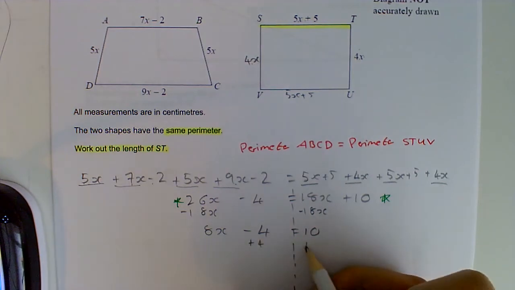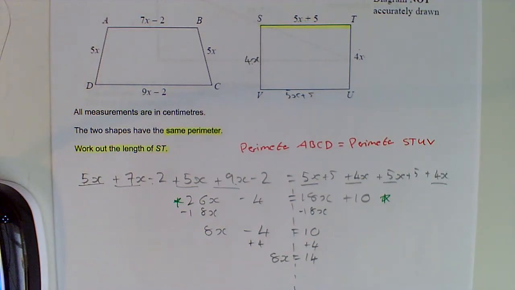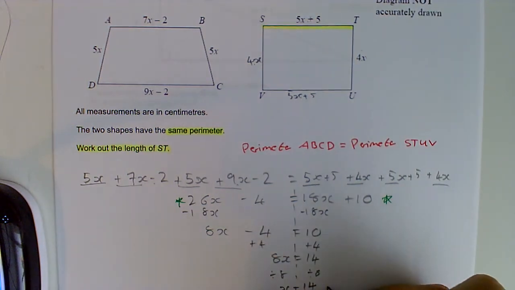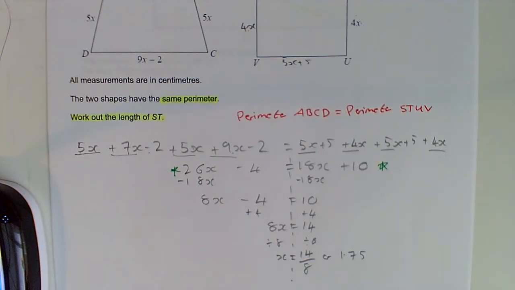Add 4 to both sides. So it's going to give me 8x equals 14. And 14 divided by 8 is going to give me 1.75. Okay, so divide both sides by 8. And x will equal either 14 over 8 or 1.75. Okay, you can write it as either of those.